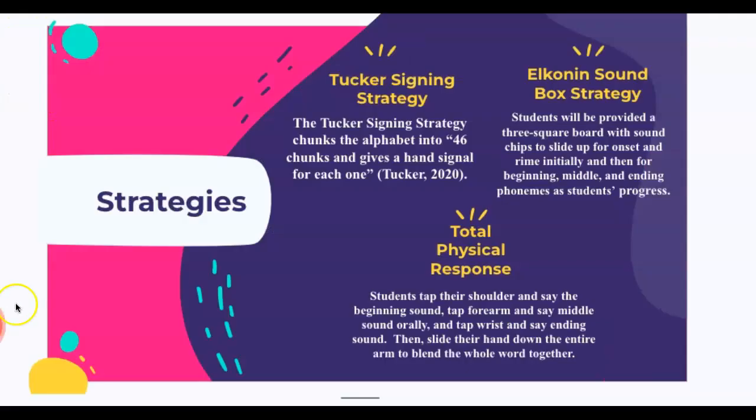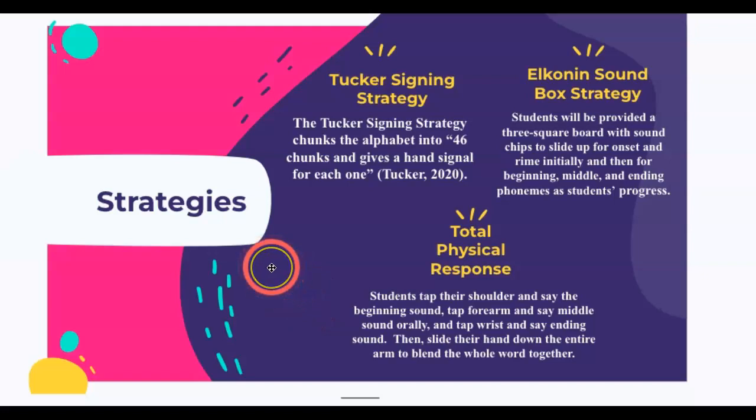So what strategies did I need to use in order for students to be able to understand all of these concepts? So I used Tucker signing strategy, which is a strategy that chunks the alphabet into 46 chunks and gives a hand signal for each one. I used the Elkonin sound box strategy, which provides a 3-square board with sound chips to slide up for each sound. I used it for both onset and rhyme and for beginning, middle, and ending phonemes as students were progressing.